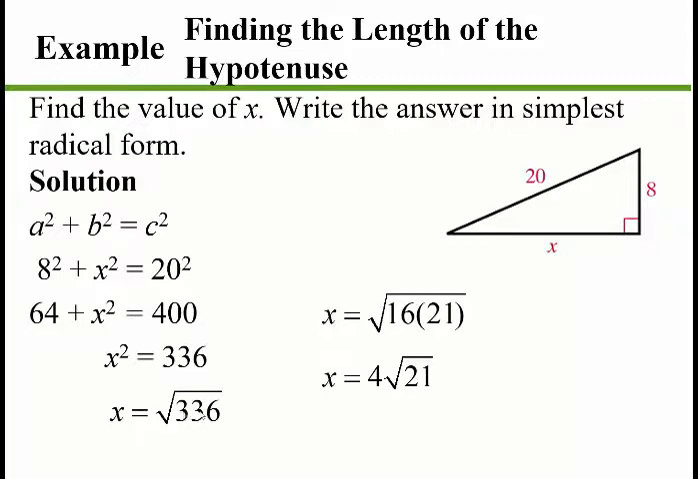It turns out that you can write 336 as 16 times 21, and 16 is a perfect square, so the square root of 16 is just 4. So the length of this leg of this triangle is 4 times the square root of 21. You would leave it just like that, as 21 is not a perfect square. This is not a Pythagorean triple because 4 times the square root of 21 is not an integer.